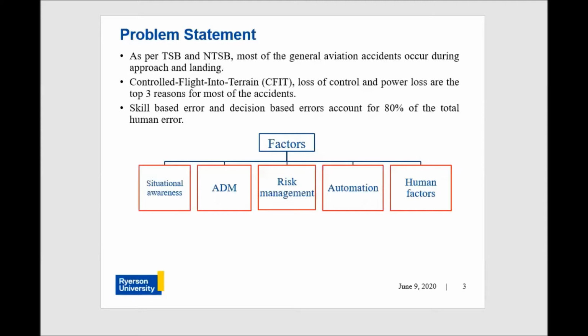Human factor studies conducted by NASA also revealed that skill-based and decision-based errors account for more than 80% of the total accidents that occur due to human error. And even though factors like situational awareness, aeronautical decision-making, risk management, and automation play a major role in the safety of general aviation, human factors play a crucial role, and all the other factors are dependent on human factors as well.